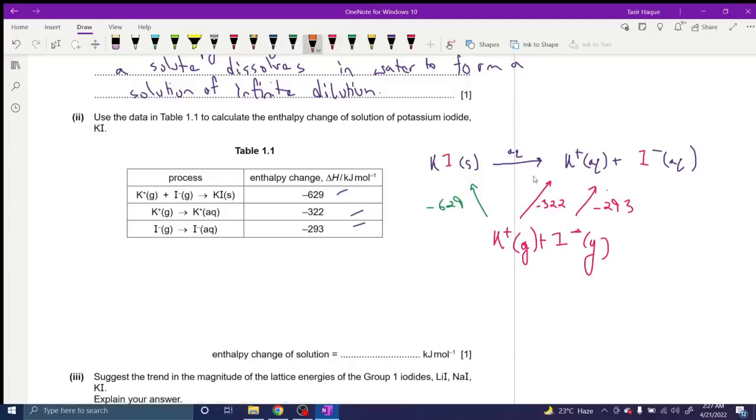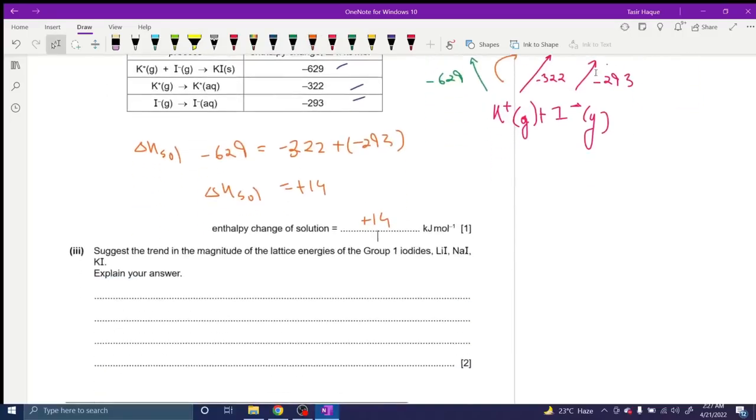So just follow the arrows. You have this route where you go with ΔH sol. -629 is equal to -322 plus -293 plus ΔH sol. So if you solve this, you're going to end up with your answer. The answer is +14 kilojoules per mole.